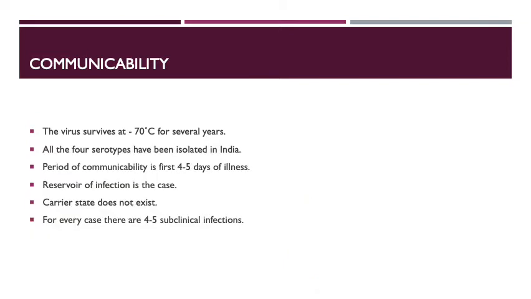Now, coming to the communicability, the virus can survive at -70 degrees centigrade for several years. All the four serotypes have been isolated in India. The period of communicability is the first 4 to 5 days of illness. Reservoir of infection is the case of dengue fever, and the carrier state does not exist. For every clinical case, we have 4 to 5 subclinical infections.